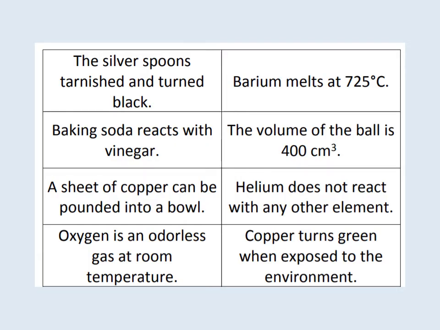And then we're just going to go through a few more examples. This one we're going to decide if it's a physical or chemical property. And then if it's physical, we're going to label it as intensive or extensive. If it's chemical, we just label it chemical. Okay, so the silver spoon tarnished and turned black.